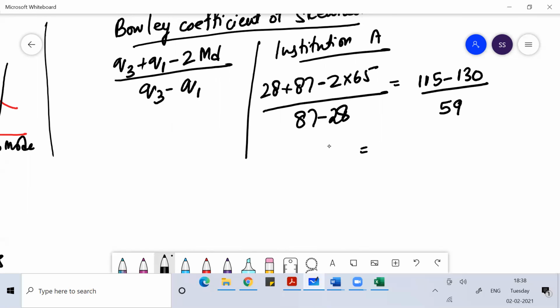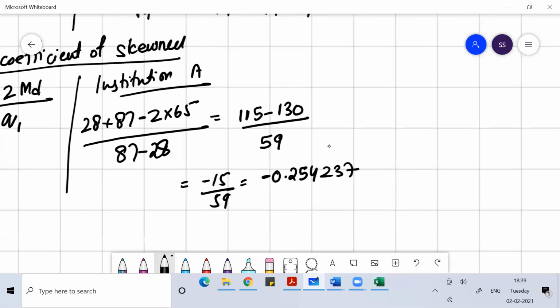What is 115 minus 130? We get minus 15. Minus 15 divided by 59, that is your answer. So that is minus 0.2542. That is the answer for the Boyle coefficient of skewness for institution A.